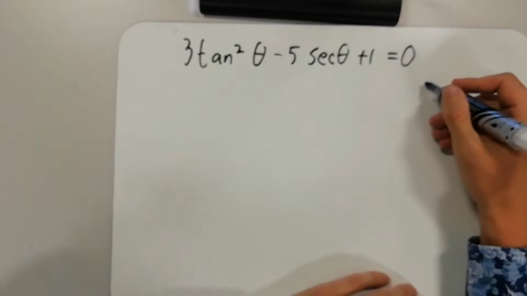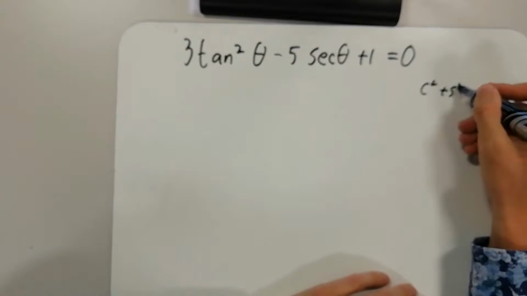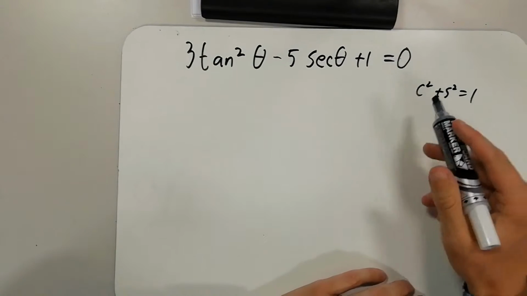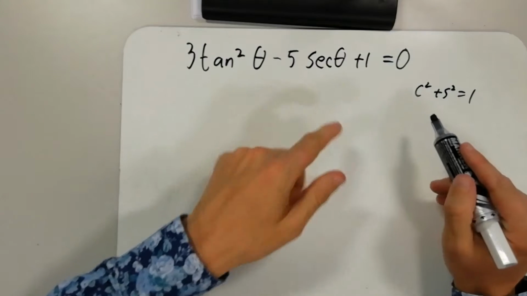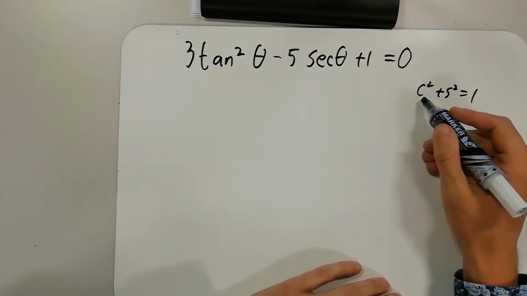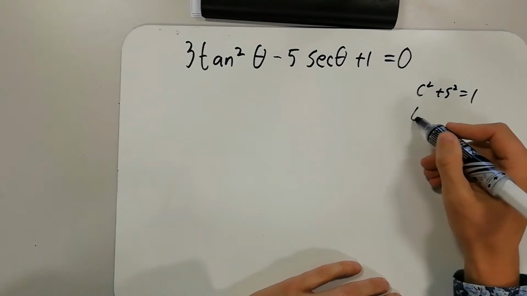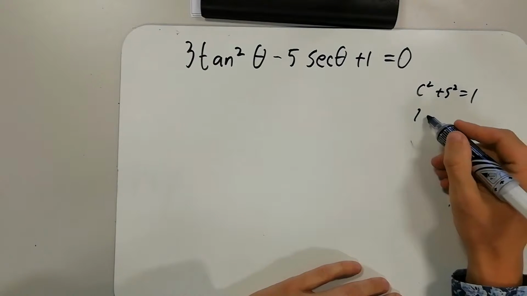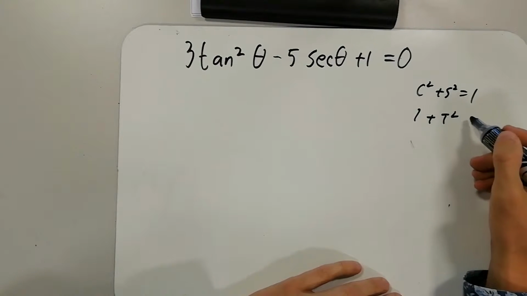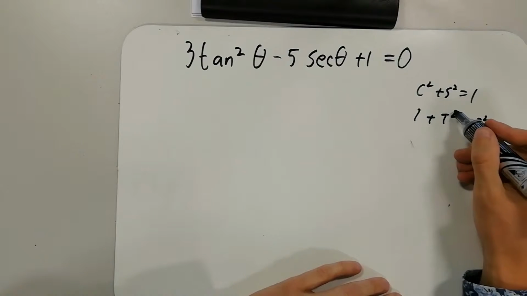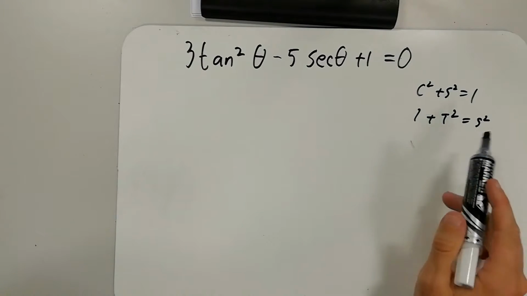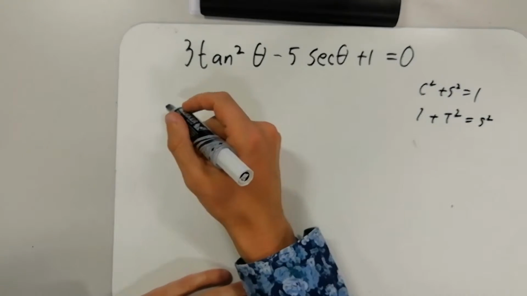If you can't remember the identity, you can quickly derive it anytime. We know that to get tan squared and sec, we'll need to divide through by cos. So dividing through by cos here is going to give you 1 plus tan squared is sec squared. A quick little derivation like that, just to remind yourself if you can't remember.